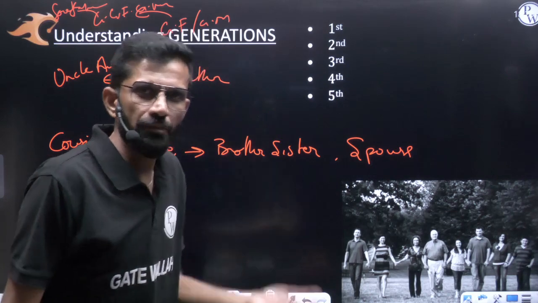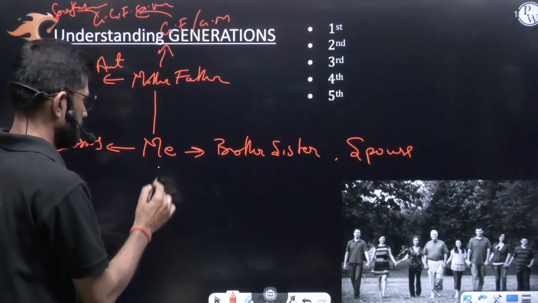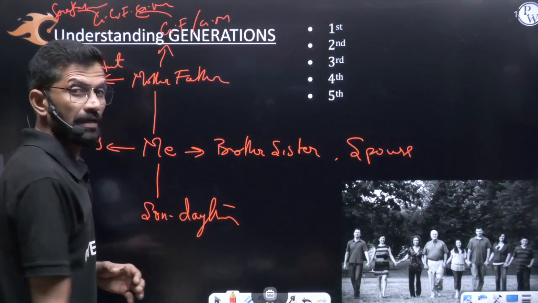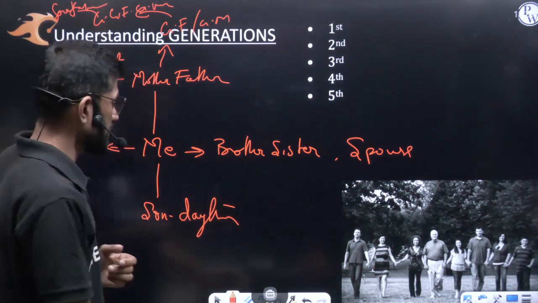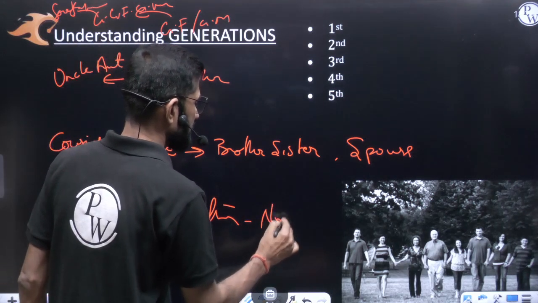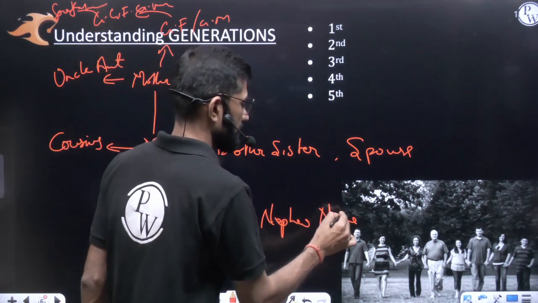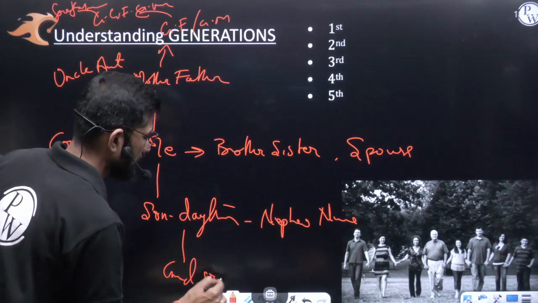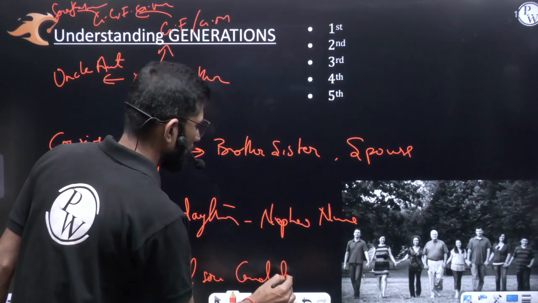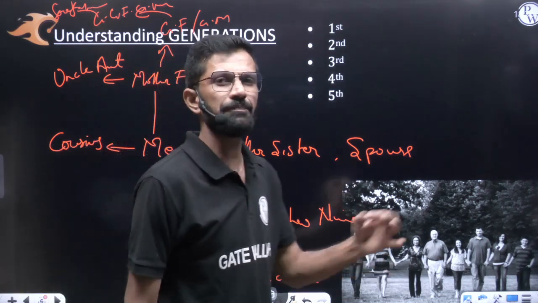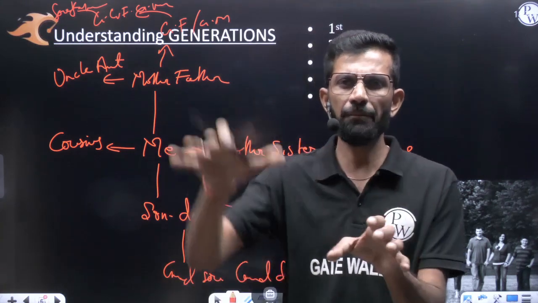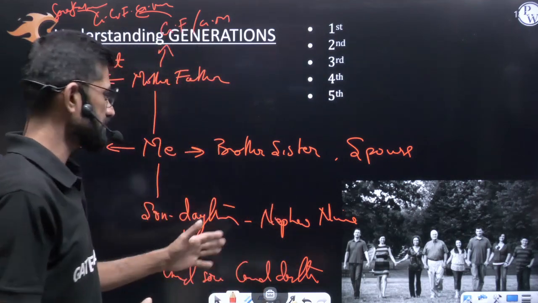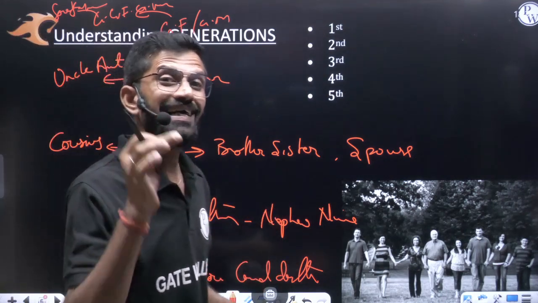Now, below me, below my generation, who will come? My son and daughter. My son and daughter are in the lower generation. In the same generation as the son and daughter, even my nephew and niece will come. Below that, who will come? My grandson and granddaughter. So this is how we understand and use the word generation, and then we prepare the family tree. While preparing a family tree, the upper generation we write up, the lower generation we write down. So this was your family tree, grandson, granddaughter, and don't use this word great grandson, great grand.